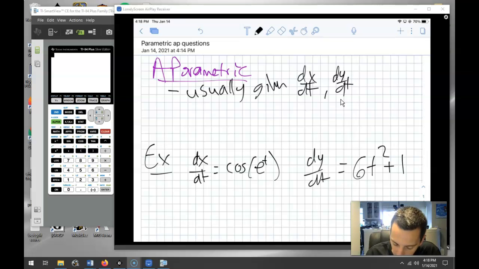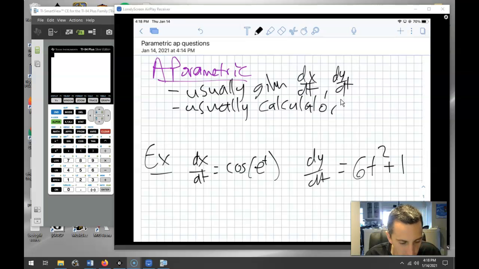This is something that is also usually a calculator problem. Occasionally it'll show up on the no calculator section, but usually you'll be allowed to use a calculator on these problems. And it's something you can expect pretty much every other year. Every year or two, you'll get a parametric problem. So it's something that's very common. You should be expecting it. And actually, these problems aren't too bad, so you should be excited to see an FRQ about these.